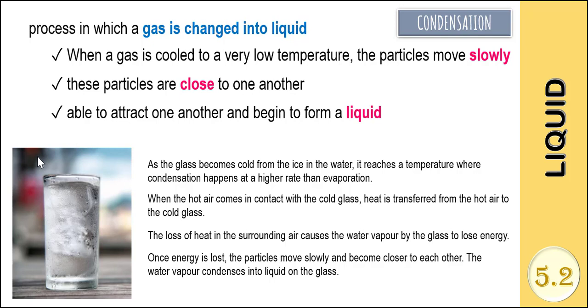When the hot air comes in contact with the cold glass, the heat is transferred from the hot air to the cold glass. The loss of heat in the surrounding air causes the water vapor by the glass to lose energy. Once the energy is lost, the particles will move slowly and become closer to each other. The water vapor will condense into liquid on the glass.